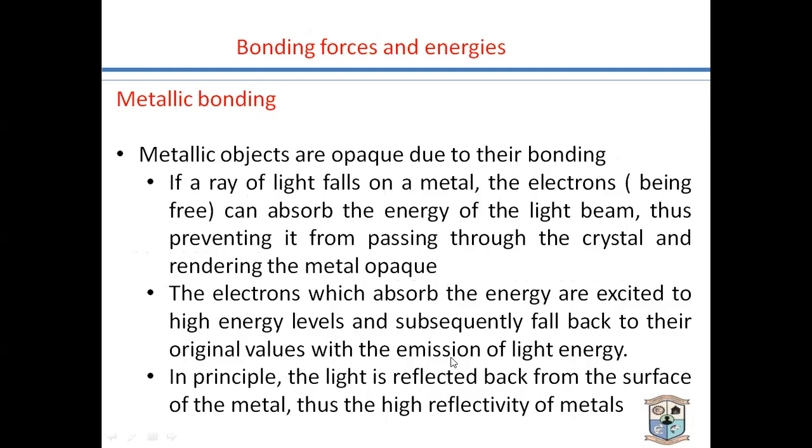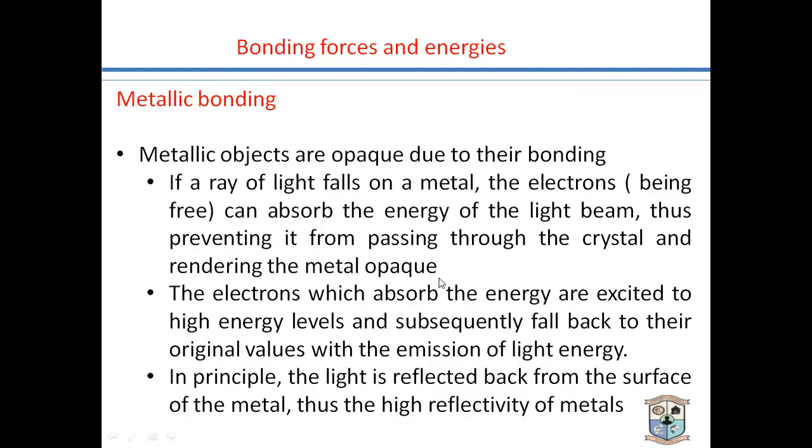Metallic objects are opaque due to their bonding. Did you notice how metallic objects are opaque? I don't think there's a metallic object that is transparent, through which you can see, or that allows light through it. If a ray of light falls on a metal, the electrons, being free, can absorb the energy of the light beam, thus preventing it from passing through the crystal and rendering the metal opaque.